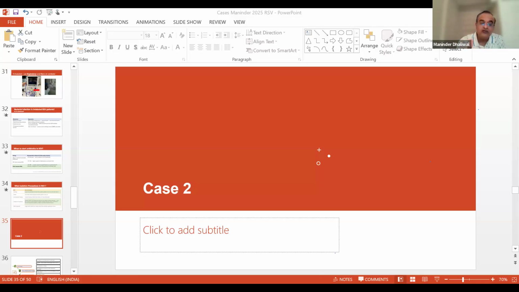HFNC cannula can be used only for giving HFNC. And there are particular sizes for it. You can see this red, mostly for preterms, this yellow, mostly for newborns and infants, large, and then XL can go up to toddlers.